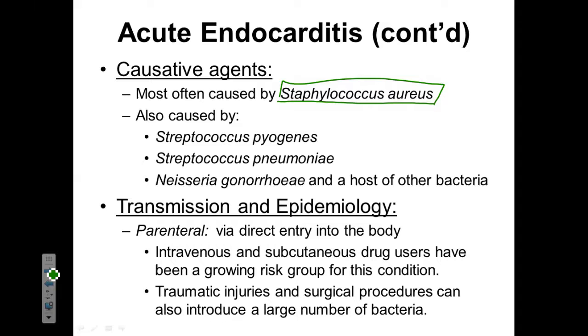Typically, transmission of these bacteria is going to be parenteral. There's going to be direct entry into the body. We can have an intravenous or subcutaneous entry point if we have a drug user. This demographic is a growing risk category right now for developing acute endocarditis. If we have any kind of traumatic injury that opens up the bloodstream or any kind of surgical procedure, this can also introduce quite a large number of bacteria into the bloodstream, eventually causing acute endocarditis.